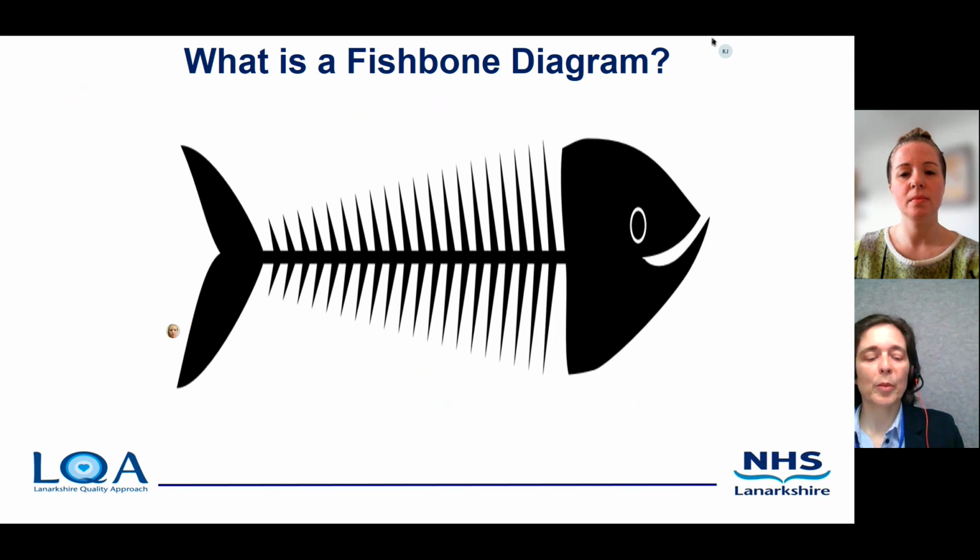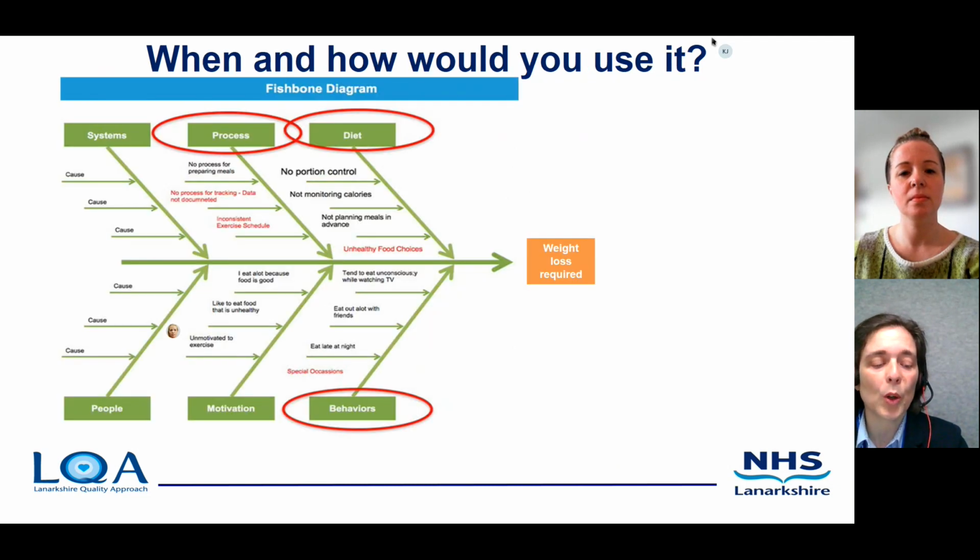So a fishbone diagram, and this is also called a cause and effect. This is often used if you've got a problem. So here we've got weight loss required. So you put your problem on one side, and then you think of everything that feeds into this problem. And often you might just start with a load of post-its and work out what the themes are. So for this one of weight loss required, there's a theme here of diet. So you write all the things about diet, for example, no portion control, unhealthy food choices, etc.